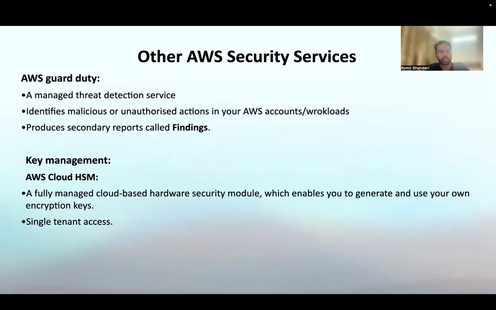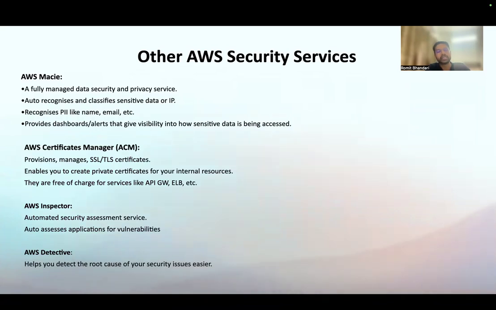There is also AWS Macie. So GuardDuty is a managed threat detection service. Macie is a fully managed data security and privacy service. It recognizes PII, personal identifiers like name, email, etc. Okay, it auto recognizes and classifies sensitive data or IP. So Macie is for recognizing sensitive data or PII information like name, email, etc. Okay, it provides dashboards and alerts that give visibility into how sensitive data is being accessed.